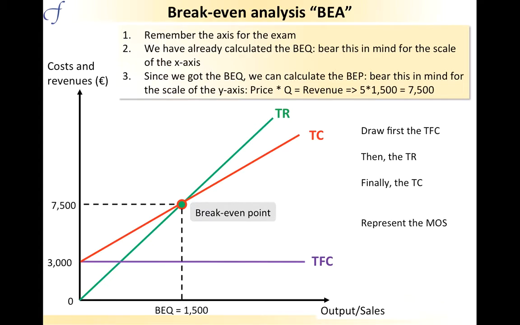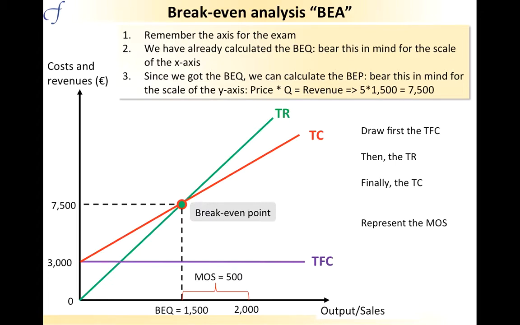We should also be representing in this diagram the margin of safety, which is the difference between how much we're producing at the moment, 2000, minus how much we should be producing to make zero profit, which is the break-even quantity, 1500. And this is represented as the margin of safety, which in our case is equal to 500. And this is the basic diagram of the break-even analysis and how to build it.